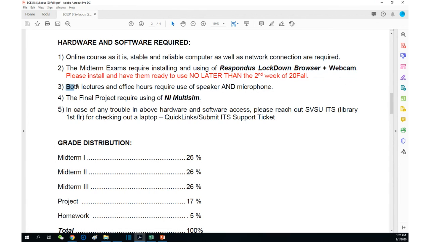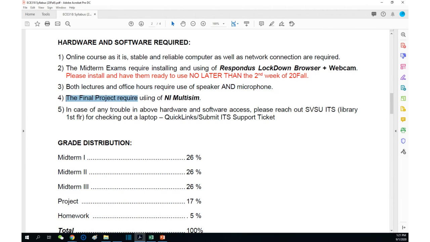And both lectures and office hours require the use of speaker and microphone. Okay. Using microphone to speak out is the most efficient way for Q&A. Okay. Typing, well, it's very easy for me to miss because I'm watching one screen, the same screen you are watching. And the chat window is on another screen. Okay, very easy for me to miss.